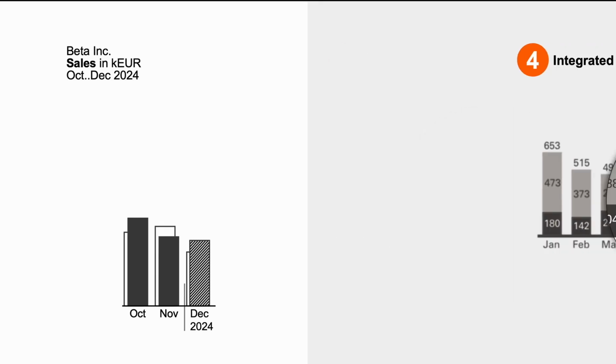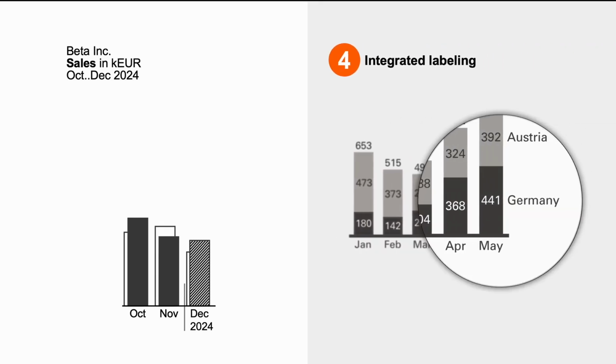Rule 4. All elements are labeled as closely as possible. There are no external legend boxes nor value axes. Numbers are placed directly on the bars, columns, or lines. Data series are labeled exactly where they appear.